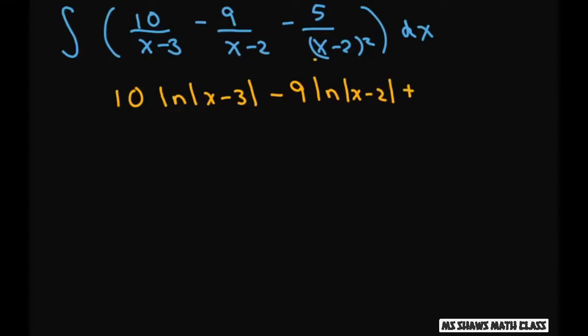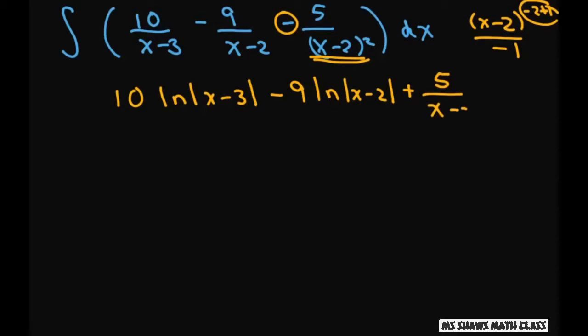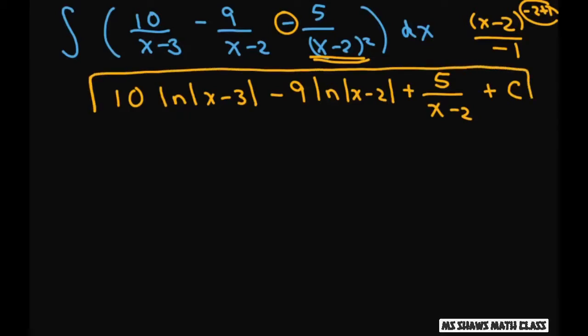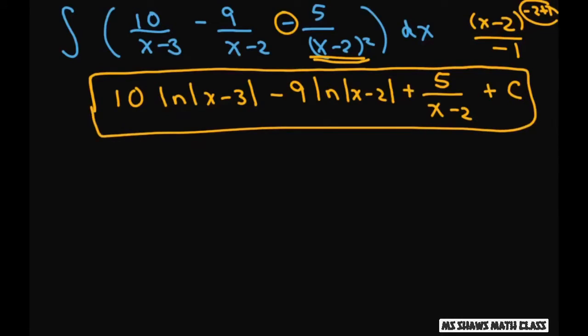plus, for this one, just write your 5. And this part here is x minus 2 to the negative 2. You add 1, so that's going to be negative 1, so that changes that to a positive, and this is going to be negative 1, so bring that back down. So that's going to be x minus 2, plus C. You can just leave it like that if you want, because it has different coefficients here. Just leave it like that, and that will be your final answer.